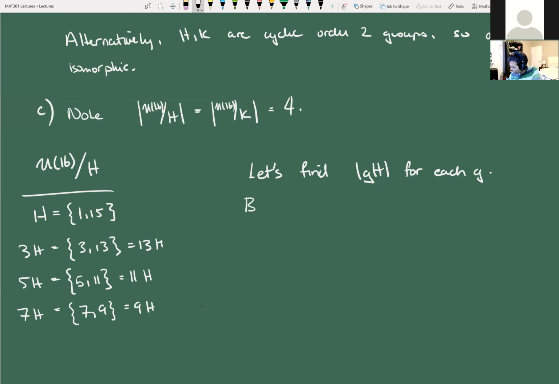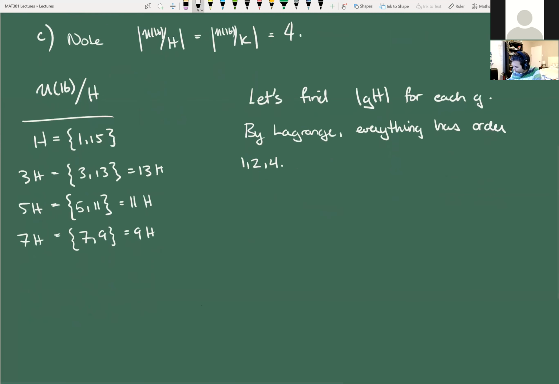So by Lagrange, the order has to divide the order of the group. So it's 1, 2, or 4. And the identity element is the only thing that can have order 1. So in particular, 3H, 5H, 7H, whatever they are, they can only be order 2 or 4. Those are their only options. So whatever, let's start at the beginning.